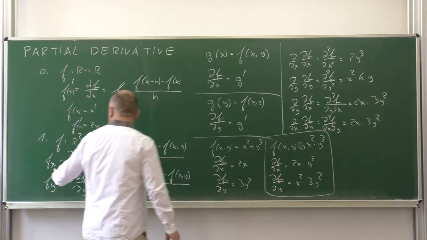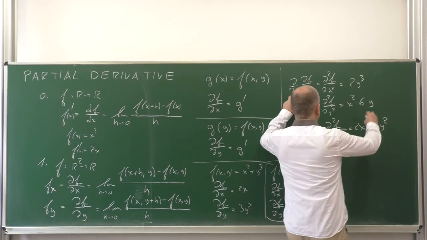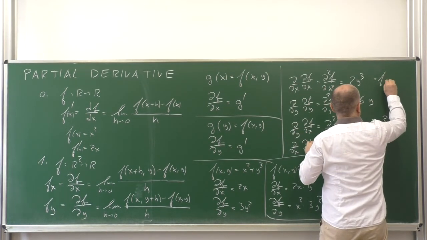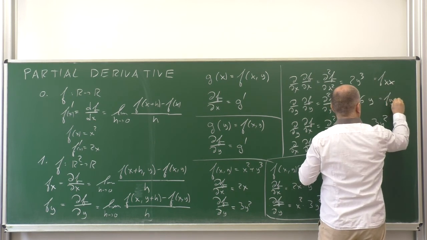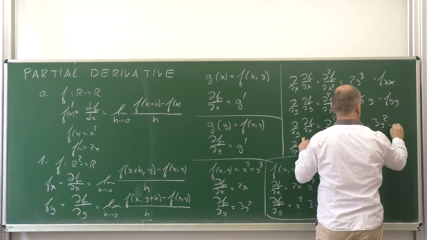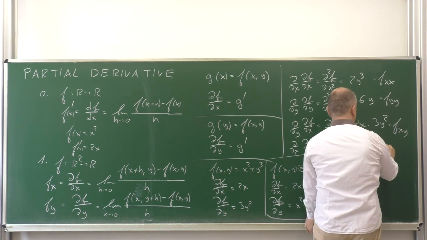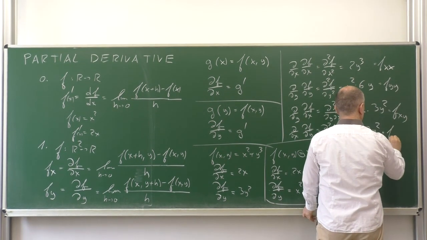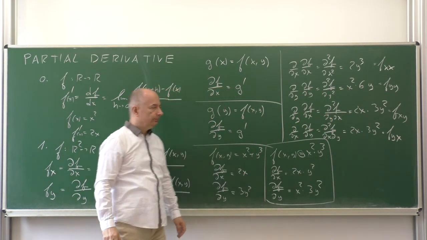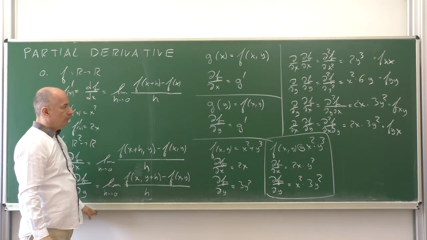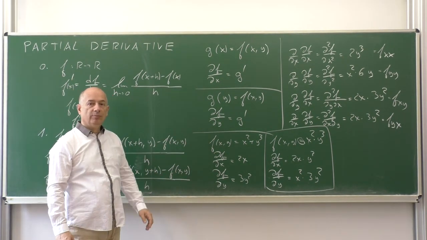In this lower index notation, this would be f_xx, this would be f_yy, this would be f_xy, and this would be f_yx. So this is the definition and a few examples of partial derivative.